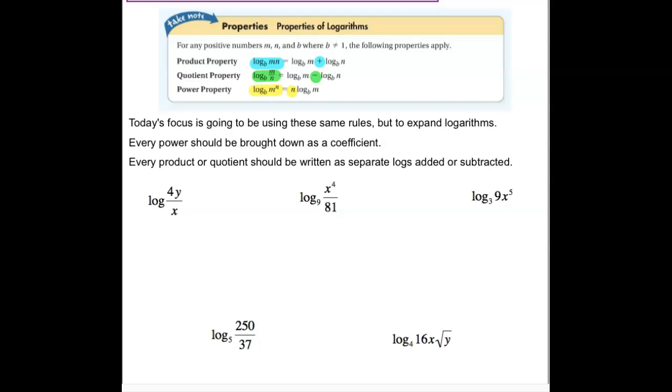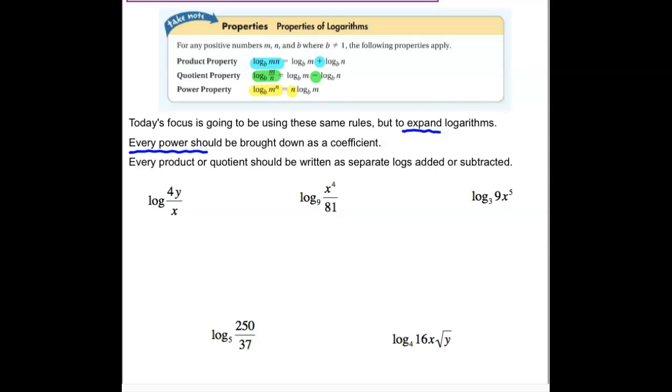So as I said, we're going to use those same rules, but we are going to be expanding our logs today. The first thing to do is if you have a power, make sure you know that that power is going to be moved to the front. And you have to be careful because if it's only a power of part of the expression, you don't want to move it out first. We'd have to separate the pieces. Any product or quotient is going to be separated into addition and subtraction.